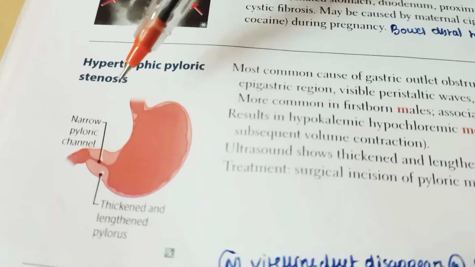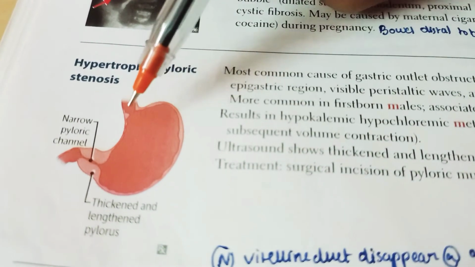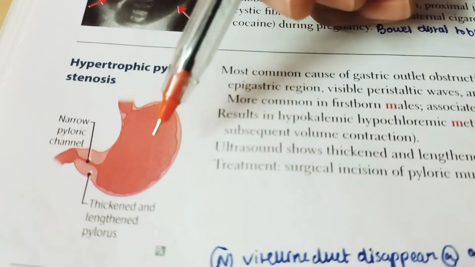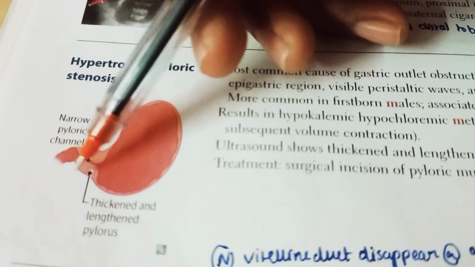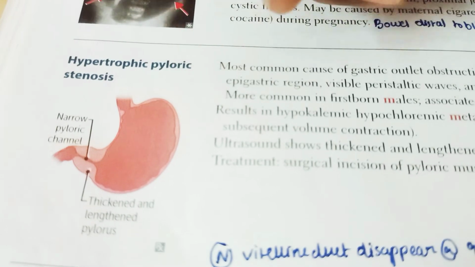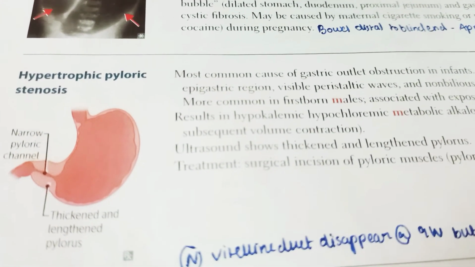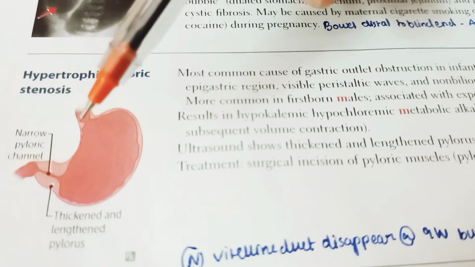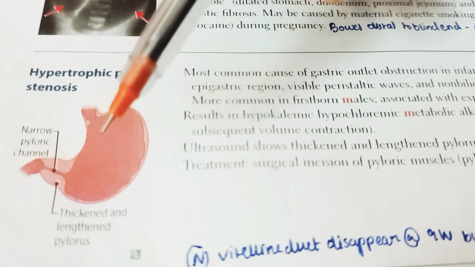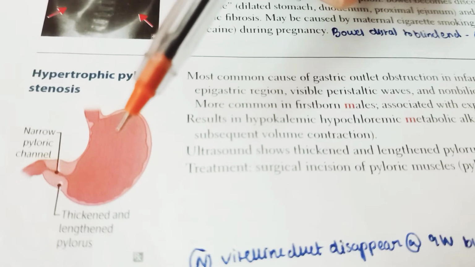Next, hypertrophic pyloric stenosis. You can see the narrowing of the pylorus, so the food is not able to pass, and that will lead again to vomiting. But here this is non-bilious vomiting, because the food is still not reaching the duodenum. You can see the thickened and lengthened pylorus. In the baby, in the epigastrium, you can feel an olive-shaped mass. It is seen at 2 to 6 weeks of age, and you can also see visible peristaltic waves in the epigastric region.